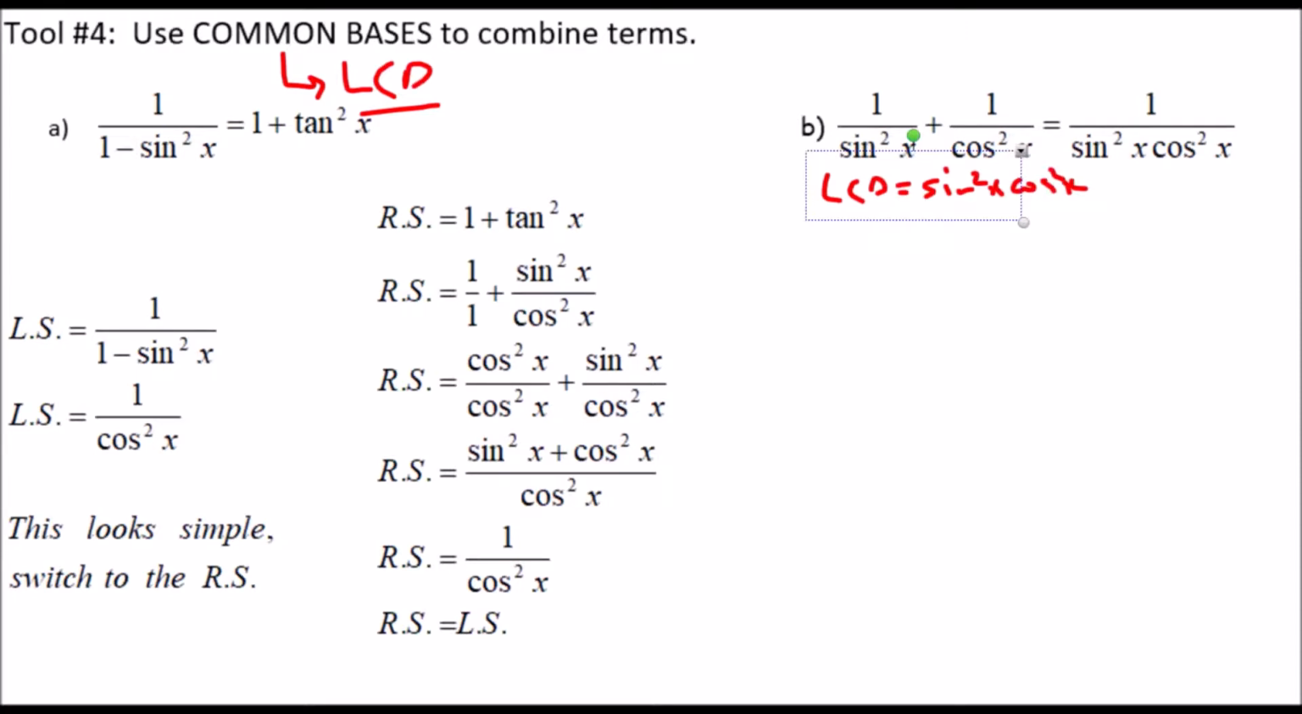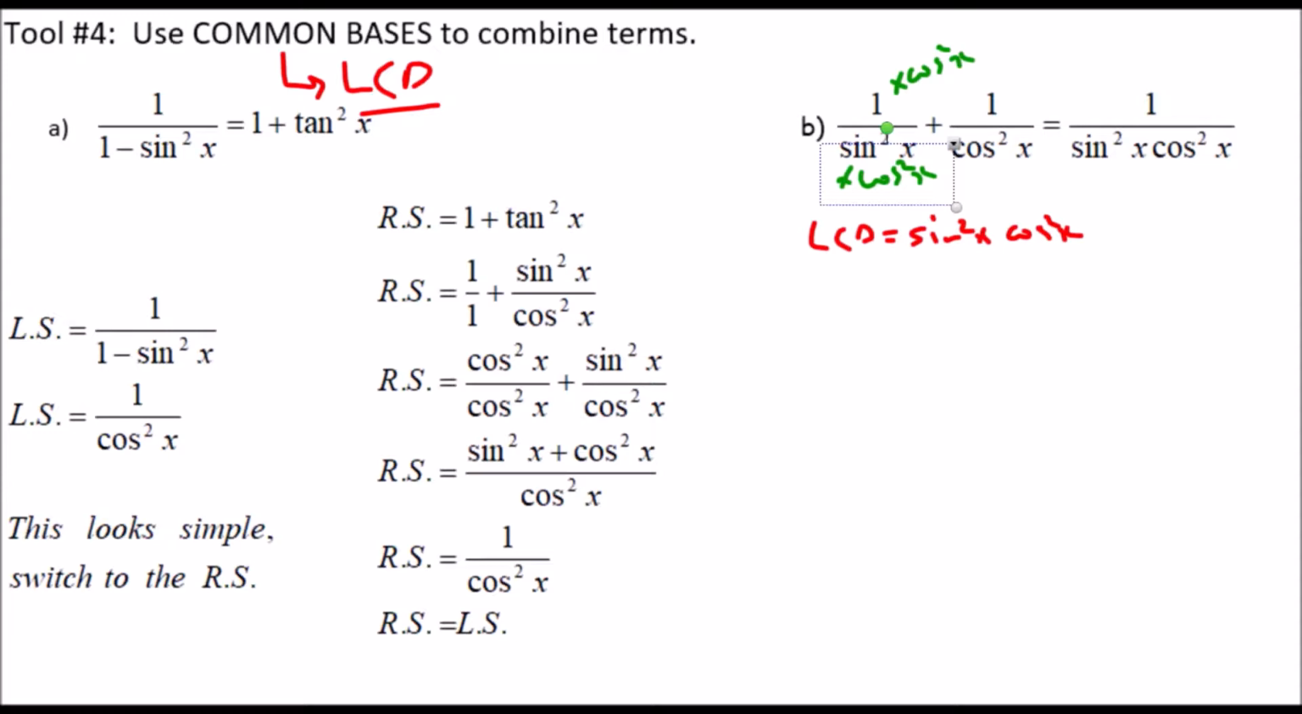Alright, well, what does that mean? Well, I'll just move this down here. So that means what I'm going to actually do here is multiply this guy by cos squared x, so multiply the top also by cos squared x. Over here, I can multiply the bottom by sine squared x, so multiply also the top by sine squared x.